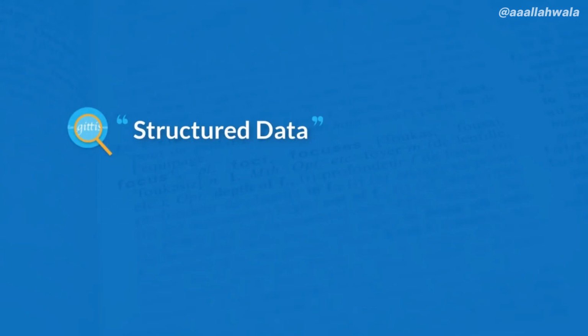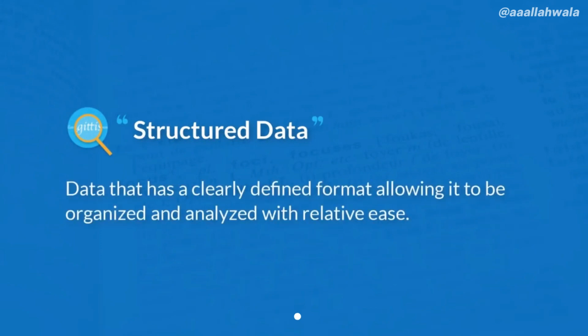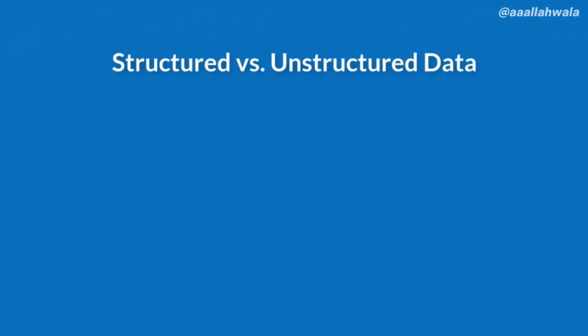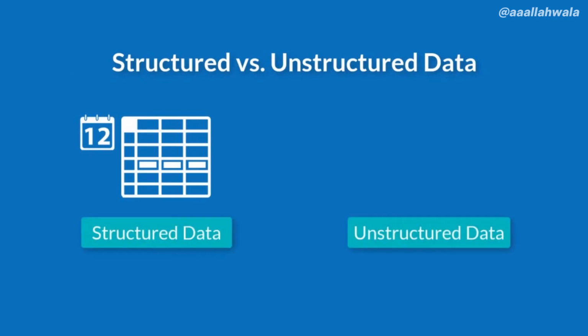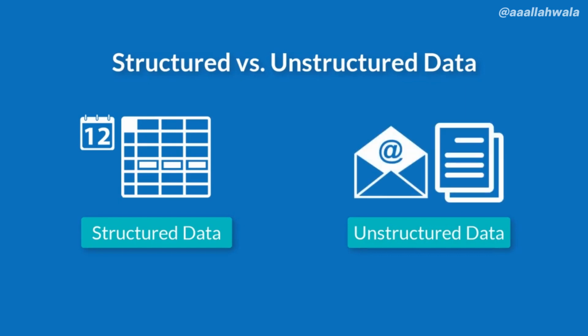Structured data is data that has a clearly defined format, allowing it to be organized and analyzed with relative ease. For example, a table of data recording sales figures for the last 12 months would be structured data. Unstructured data can't be easily categorized. The most common example of unstructured data is text data such as email contents or Word documents. Compiling and searching through text data like this is much more difficult than the structured tables we saw previously.